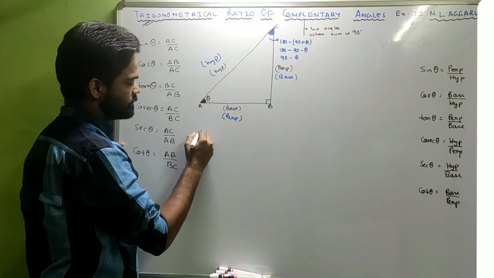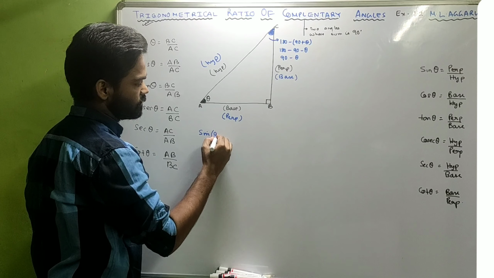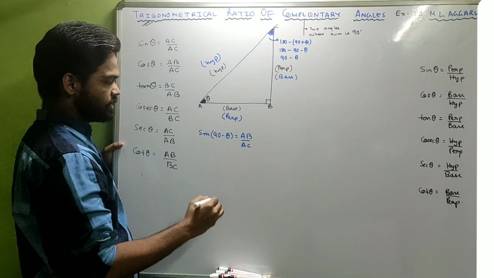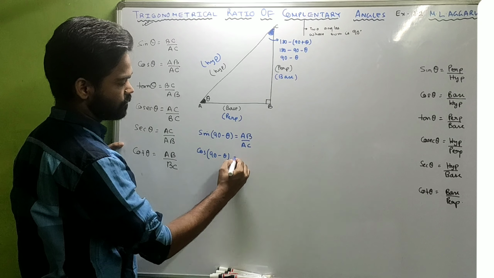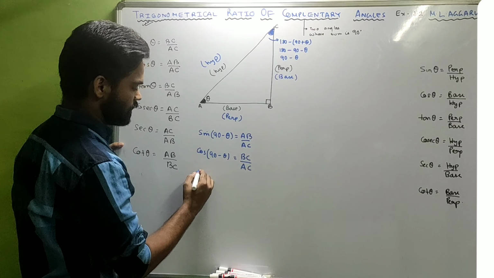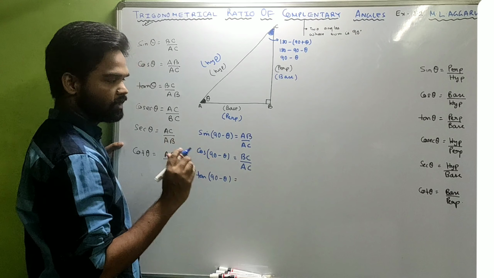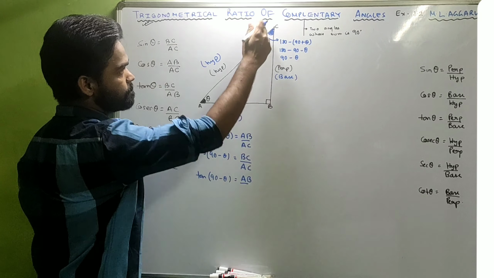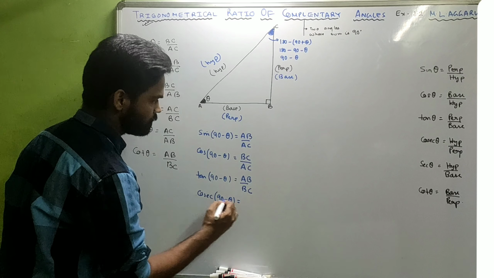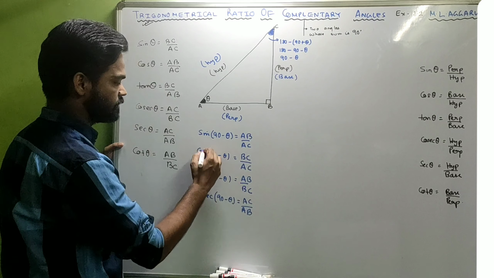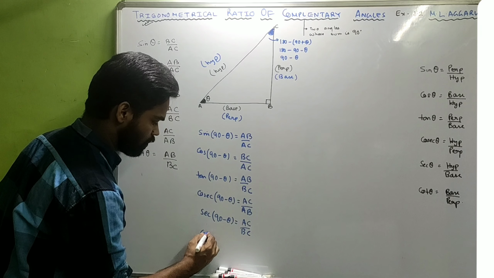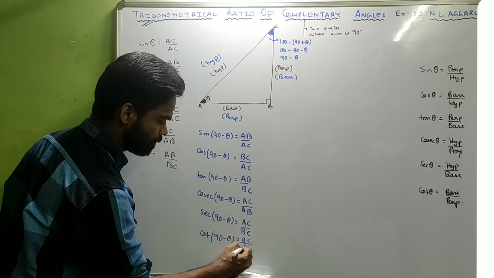Now look, if I find sine C, C is nothing but 90 minus theta. So sine is AB by AC, isn't it? Similarly, if I want to find cos 90 minus theta, this is your base, BC by AC. Similarly, if I want to find tan 90 minus theta, it is perpendicular by base. Now the reciprocals: cosec 90 minus theta will be AC by AB, isn't it? Similarly, sec 90 minus theta will be AC by BC, and cot 90 minus theta will be BC by AB.